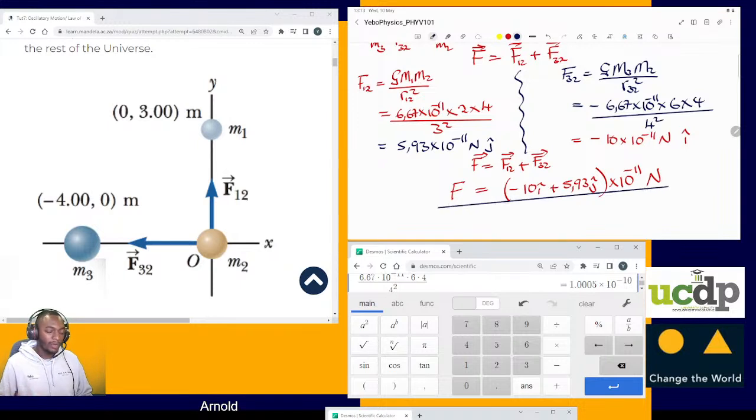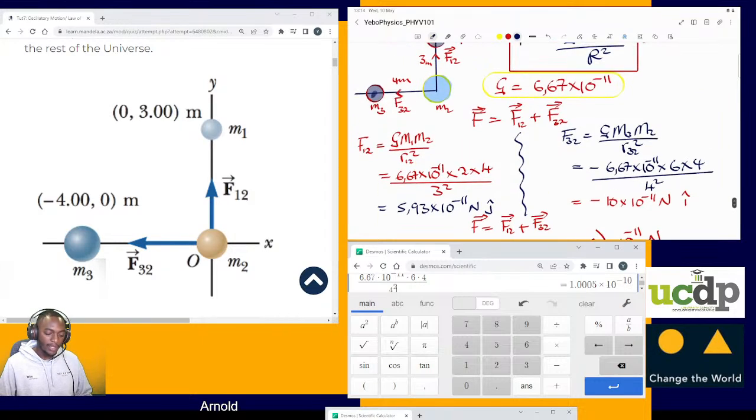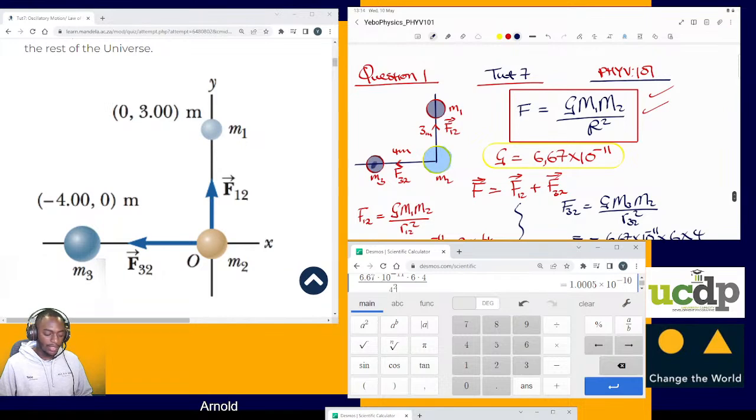Let me know if you have any comments regarding how we've calculated this problem. We first had to find our reference, which was M2. We calculated the force F1 on 2 and the force F3 on 2, and then we summed to find the resultant. Basically, we have made use of Newton's law of gravitation, or the universal law of gravitation: F is equal to G m m over the square of the distance of separation. That is how we've solved this problem.